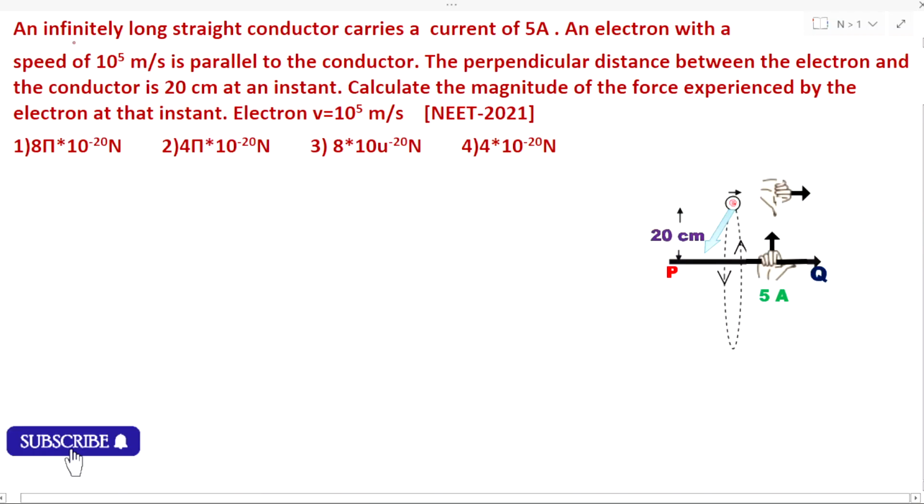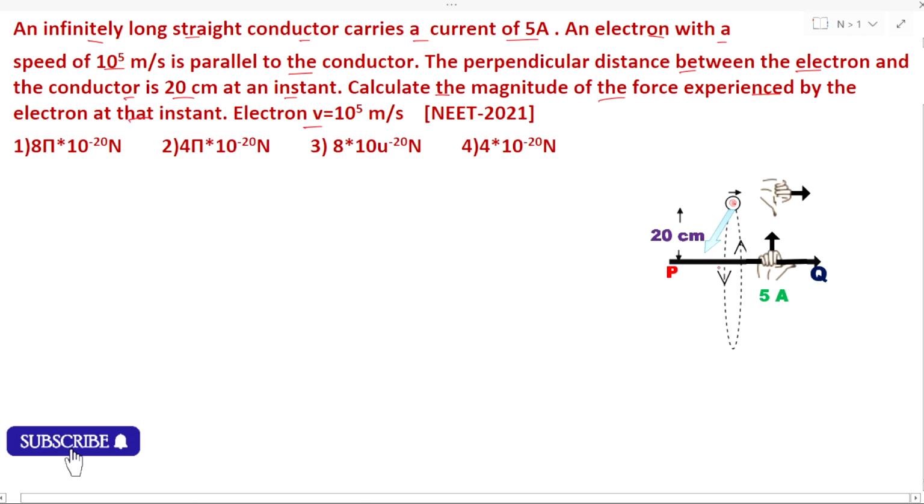An infinitely long straight conductor carries a current of 5 ampere. An electron with a speed of 10 power 5 meter per second is moving parallel to the conductor. The perpendicular distance between the electron and the conductor is 20 centimeter at an instant. Calculate the magnitude of force experienced by the electron at that instant. Electron velocity is 10 power 5 meter per second.